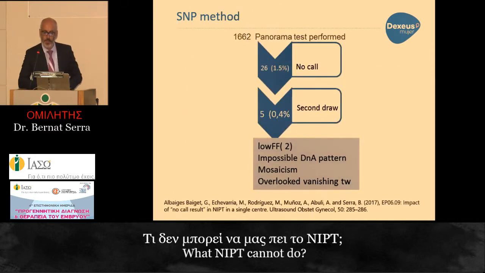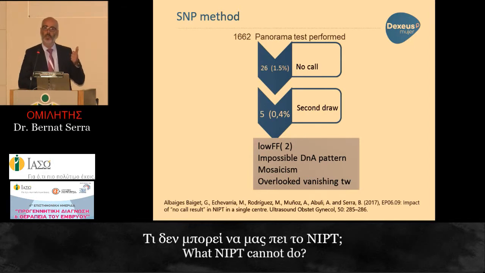although in our hospital we do use the Panorama test, and our experience is different. After having performed more than 1,600 Panorama tests, in our hospital we only had a primary 1.5% no-call rate, and after a second draw this no-call rate dropped to 1 to 4 in 1,000, less than 0.4 per 100. And how did we achieve these low numbers?